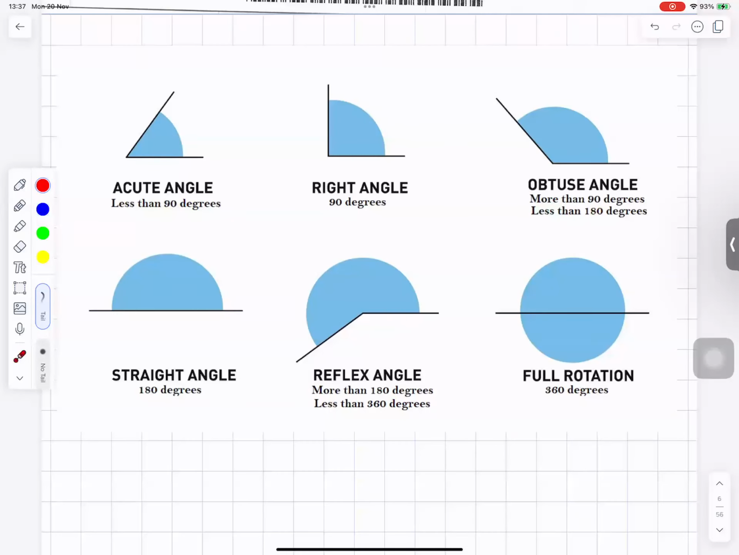This is some information about angles to help you. Acute angle, less than 90. Right angle is 90. Obtuse, bigger than 90, but less than 180. Straight line, the angle there is 180. Reflex, between 180 and the full rotation, 360.